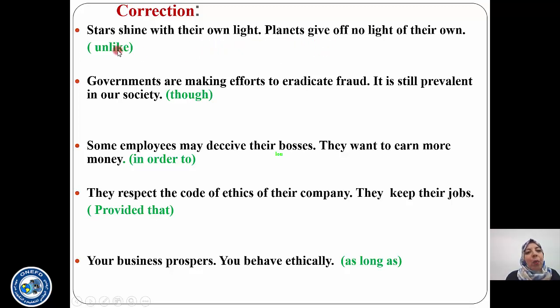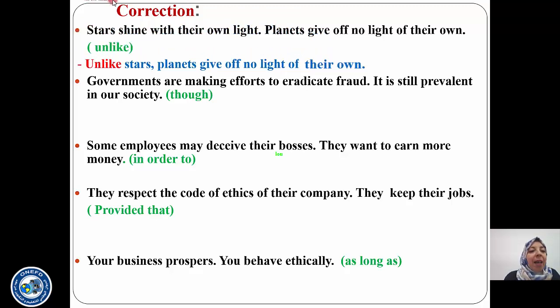We are trying to express it with the connector and like. We have already said that and like should not be used before a verbal phrase. Okay, it should be used before a noun phrase. So we need to make certain changes. The sentence should be, and like stars, okay, the first element in this comparison, comma, planets give off no light of their own. You keep all the sentence as it is. Or, and like planets, comma, so you remove all this part, stars shine with their own light.